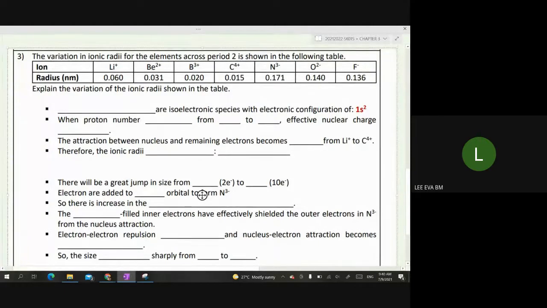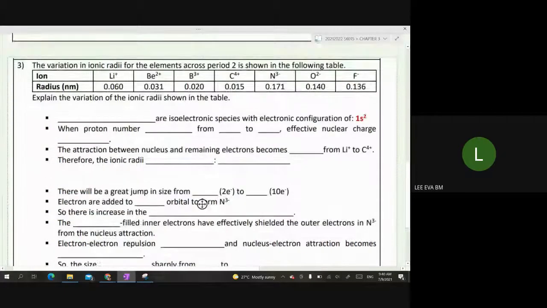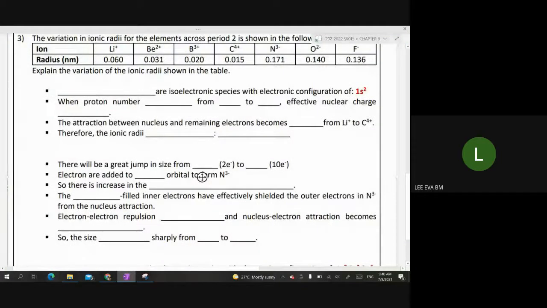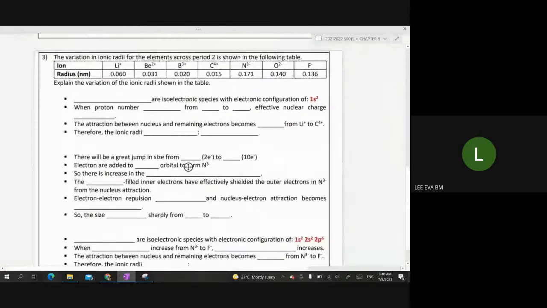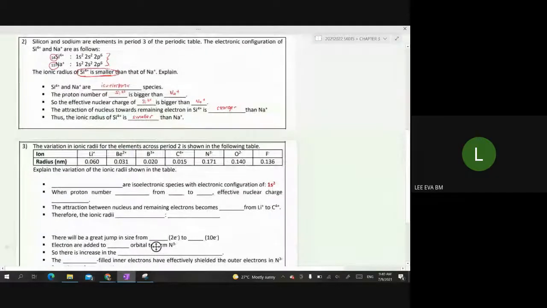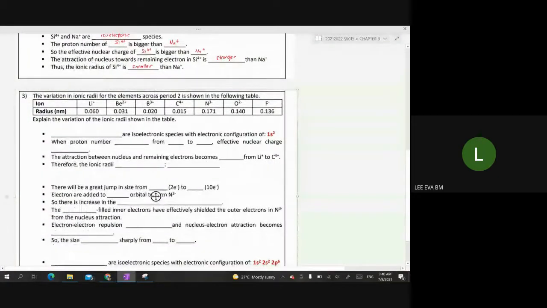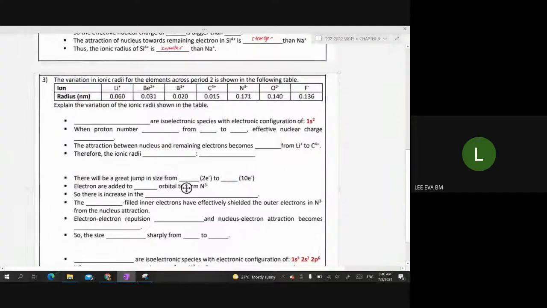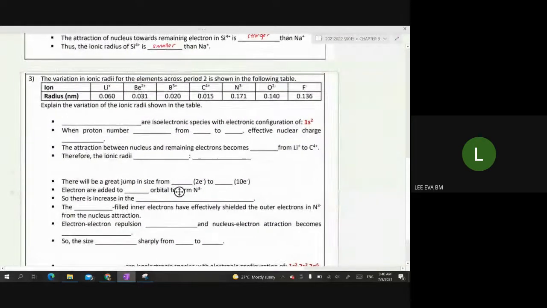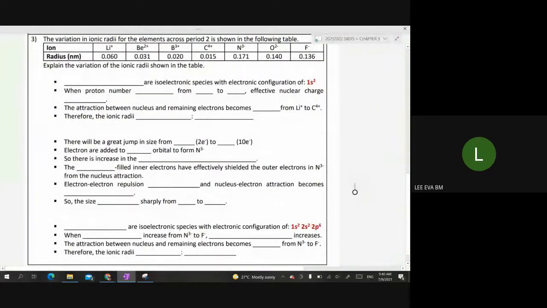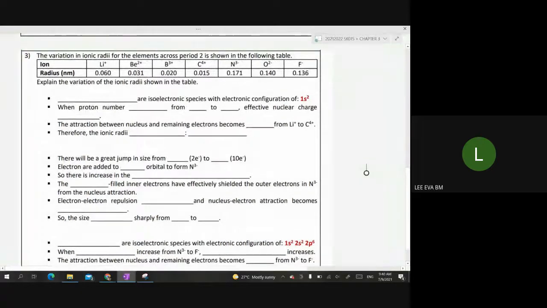Wow, tengok dekat table macam menakutkan. Kalau madam tak bagi untuk list ini, awak kena explain sendiri tau. Semua ni awak kena explain sendiri. All this point is actually your answer. Okay, so we look at the table. The variations of ionic size for element across period 2 is shown in the table below.